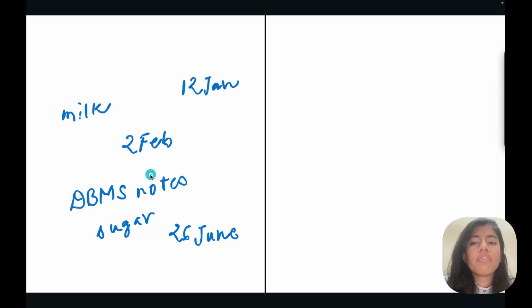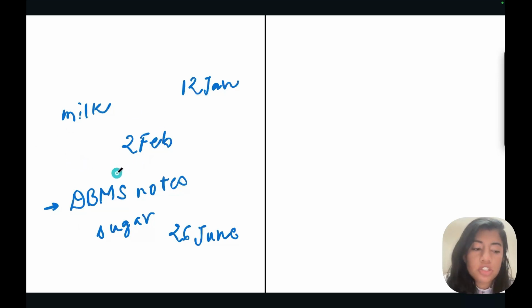Because if I come and ask you where your DBMS notes are, I want to see them, you need to flip a lot of pages to find the exact location where you have written your DBMS notes. So it is going to be a tedious task if you have a large amount of data.